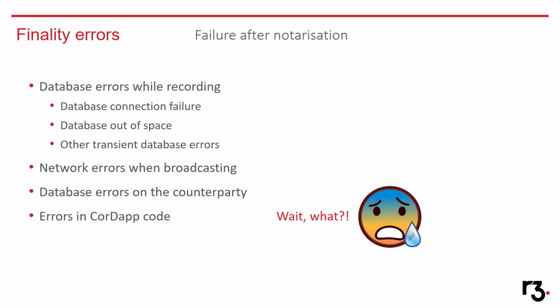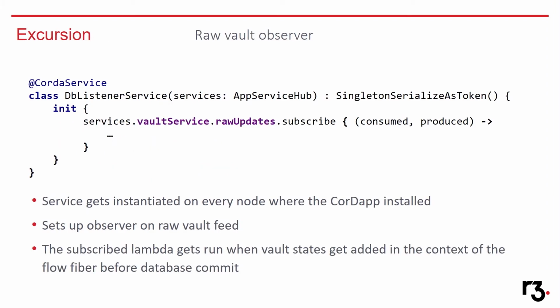And you might ask yourself, wait, what? How? This is a finality flow, a system flow. How can user code interact here? Well, unfortunately, it can. And we have to do a small excursion to Corda services and the Vault service to understand how this can happen. A Corda service is a class that gets annotated as a Corda service. And if you bundle this in your Corda app, it will get instantiated when your Corda app is loaded. So the class gets instantiated and is available on the service hub.